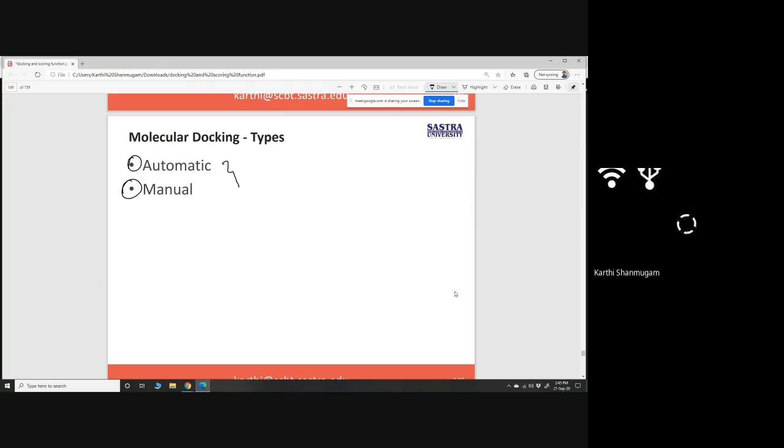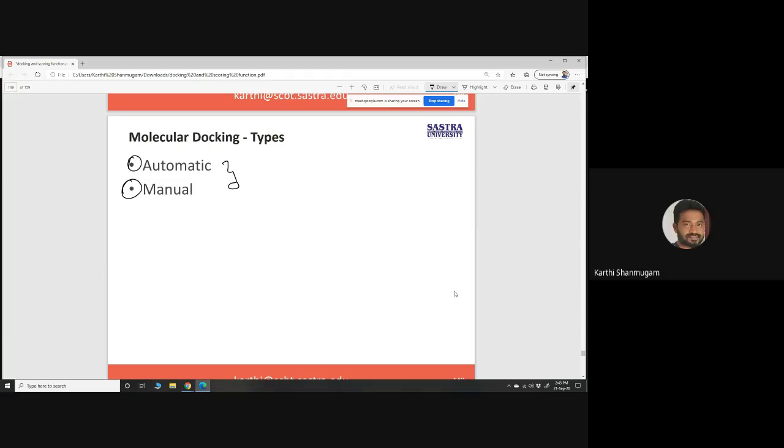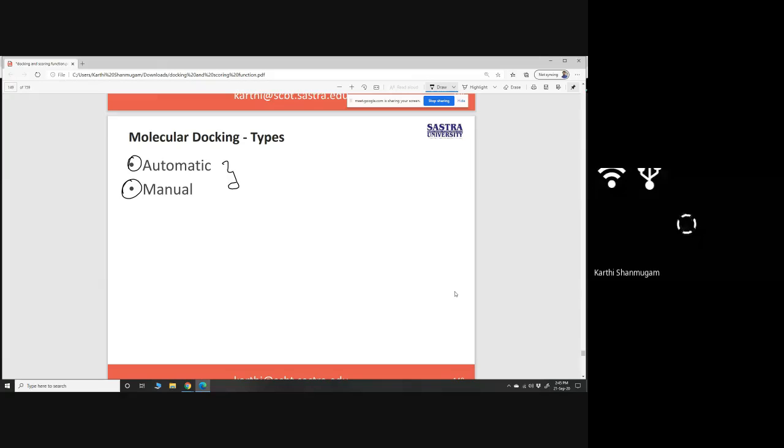Which one do you think is good, automatic or manual? Which algorithm do you think is good? Automatic, sir. Okay, automatic, you think is good, right?